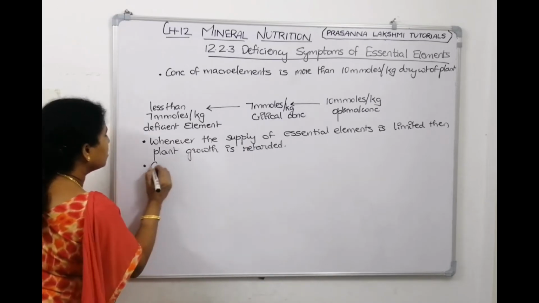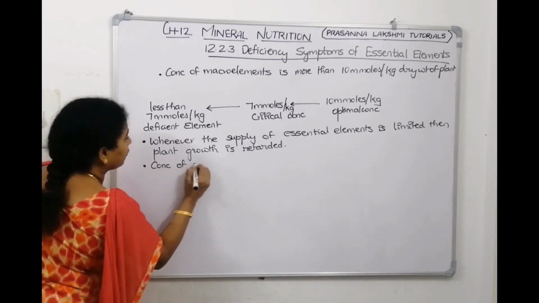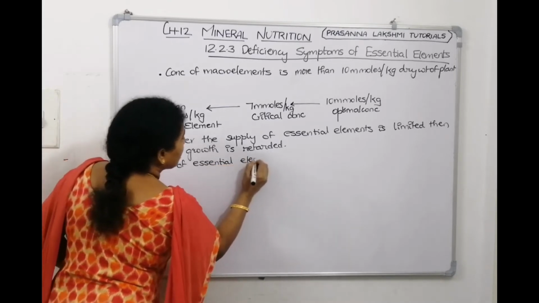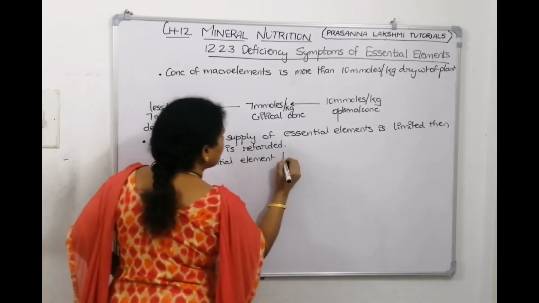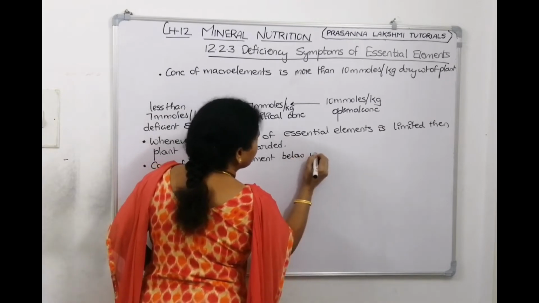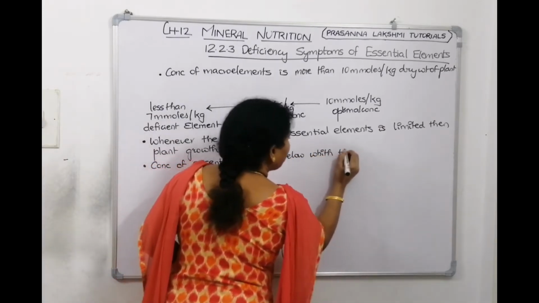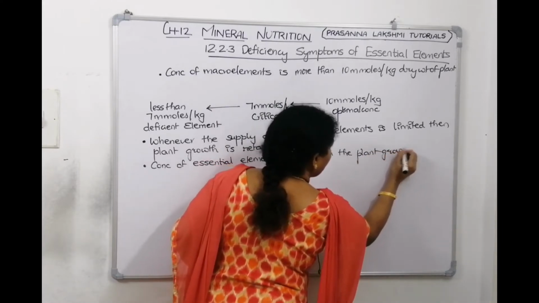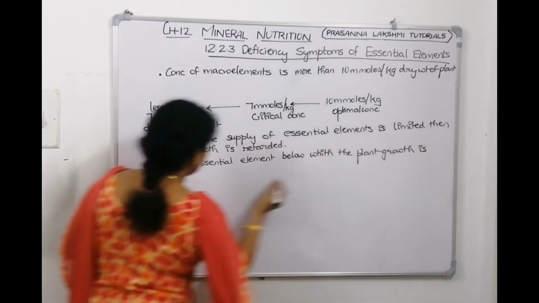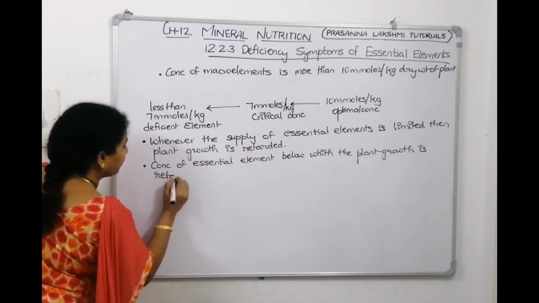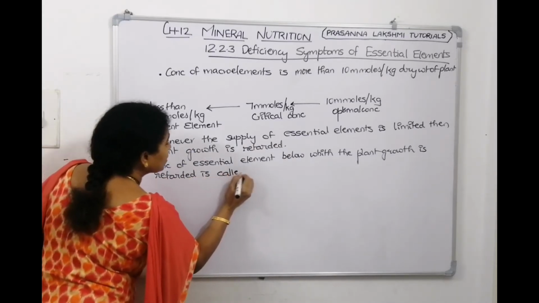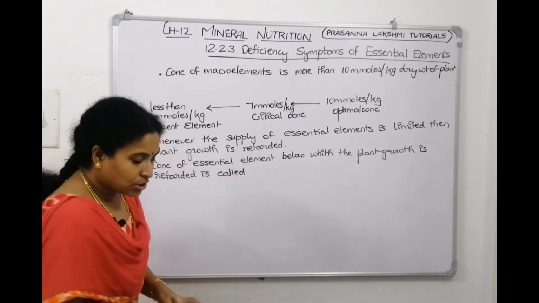Let us write down: concentration of essential element below which the plant growth is retarded, is decreased, is called, what is that concentration called? Critical concentration. What is that concentration called, children?